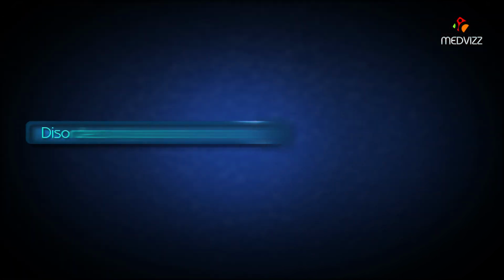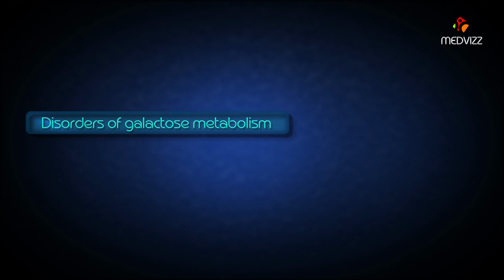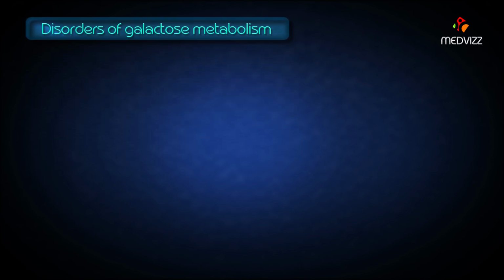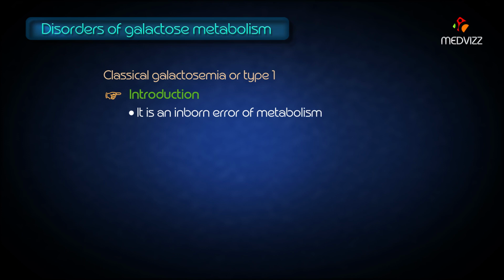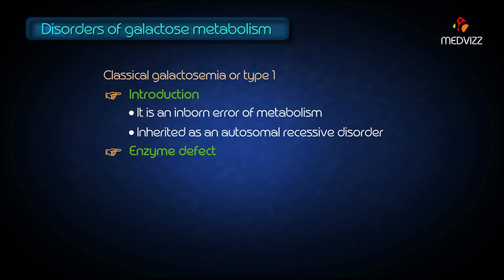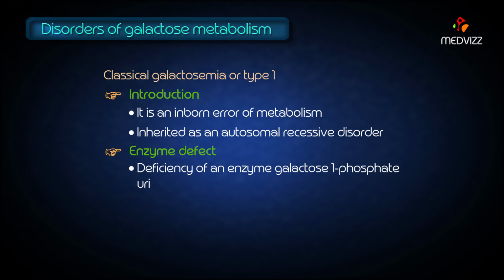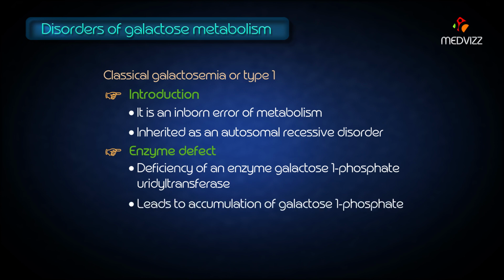Now let us concentrate on discussing the disorders of galactose metabolism, and the first one is classical galactosemia or type 1. It is an inborn error of metabolism inherited as an autosomal recessive disorder, and the enzyme defect is mainly due to the deficiency of the enzyme galactose 1-phosphate uridyltransferase. It is mainly due to the accumulation of galactose 1-phosphate because of the deficiency of this enzyme.